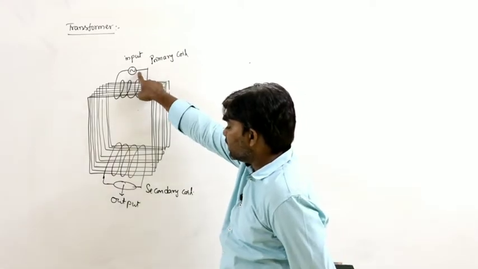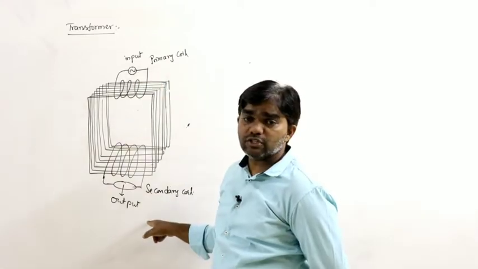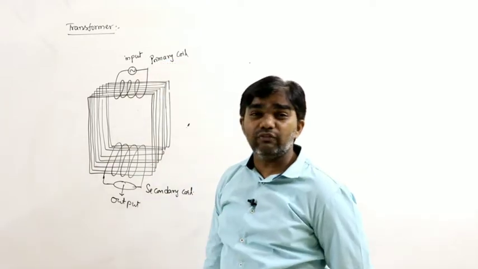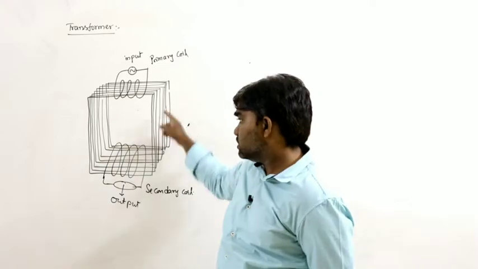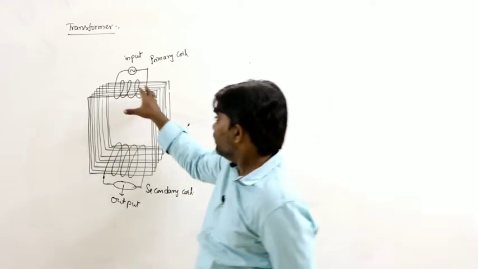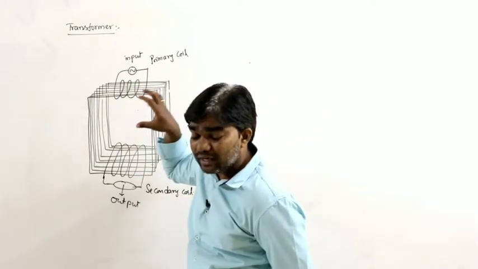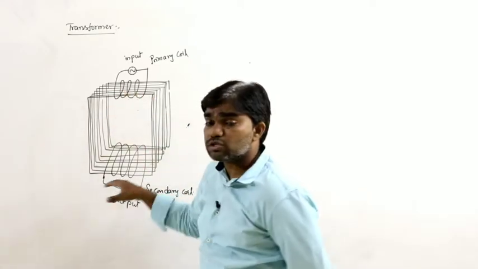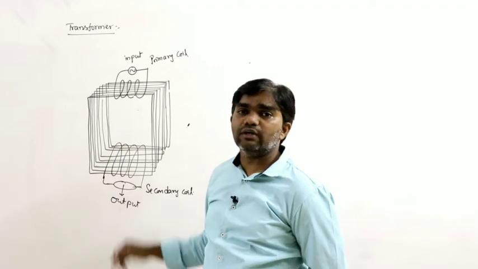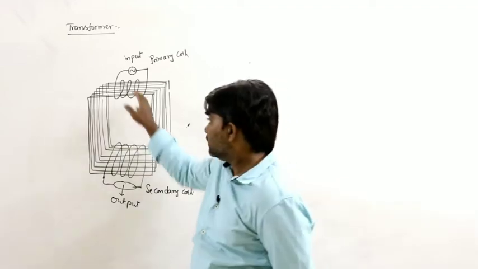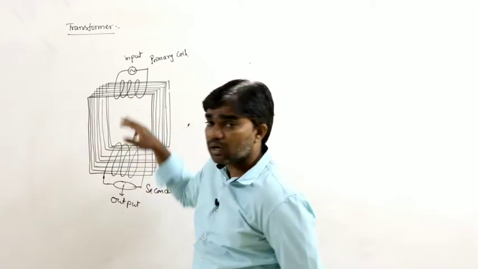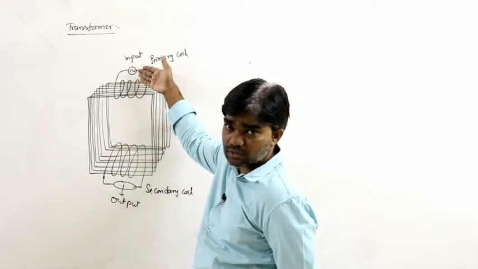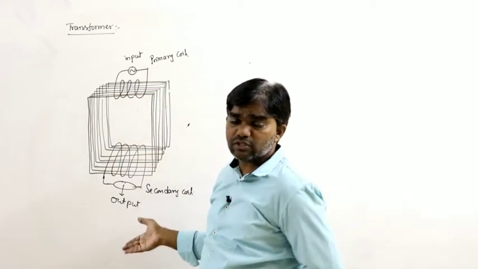Due to the variation of the current here, an EMF is induced. Of course, here also a certain amount of EMF is induced, and here also a certain amount of EMF is induced. So that is the mutual induction process. The variation of the magnetic field is developed, that magnetic field passes through the core of the transformer, and that is the mutual induction process. Current varies here, EMF is induced here.